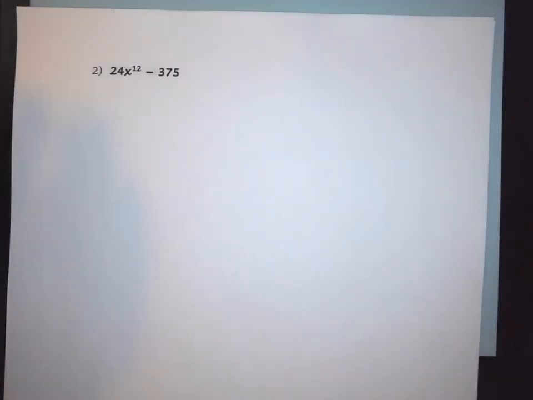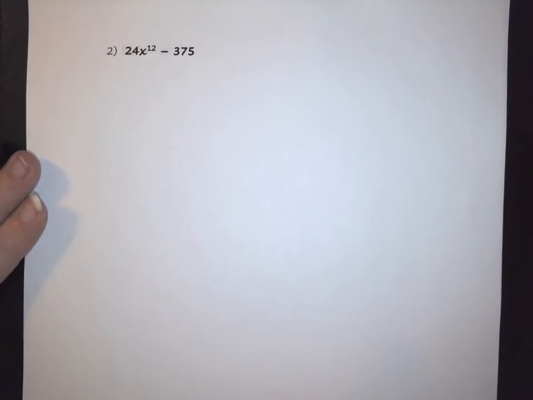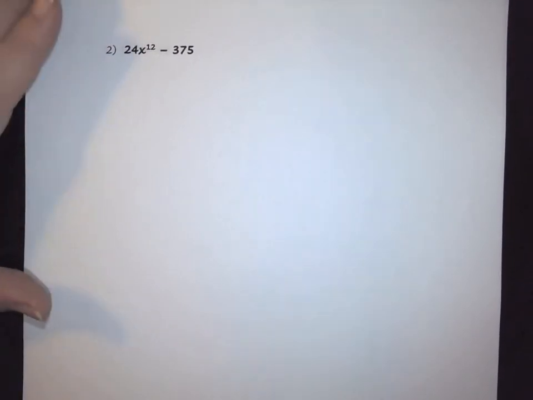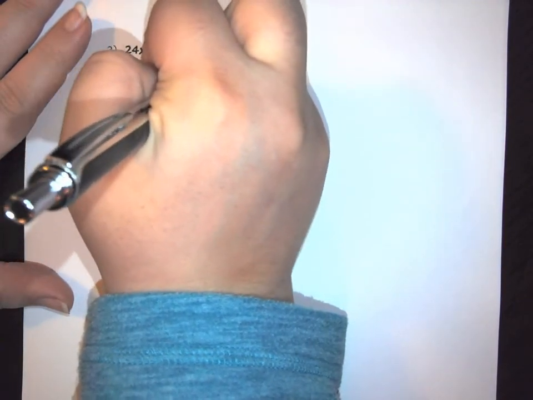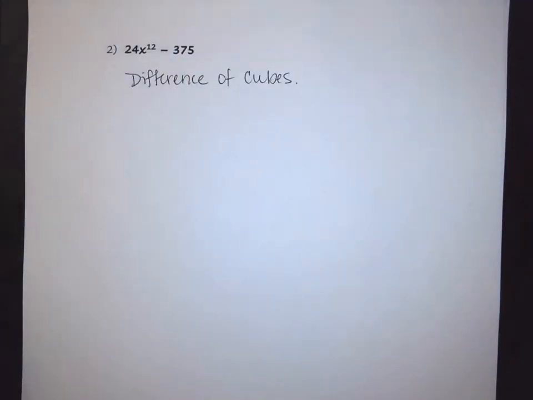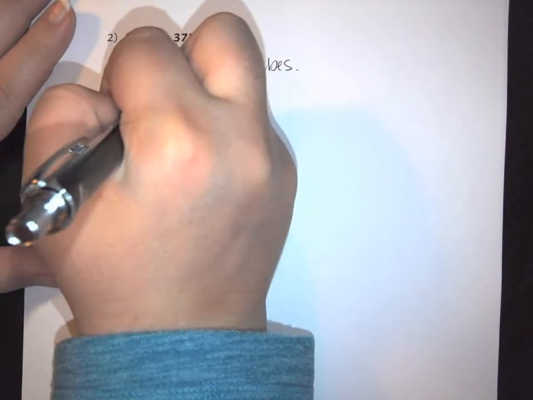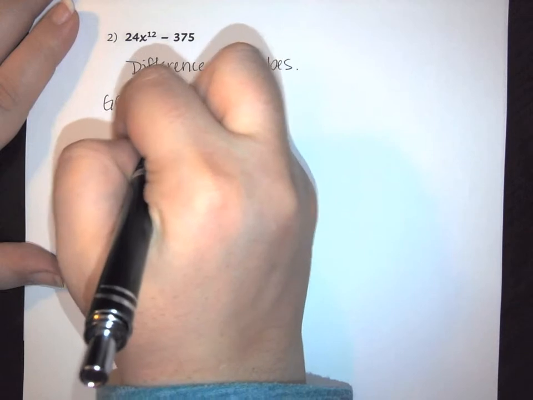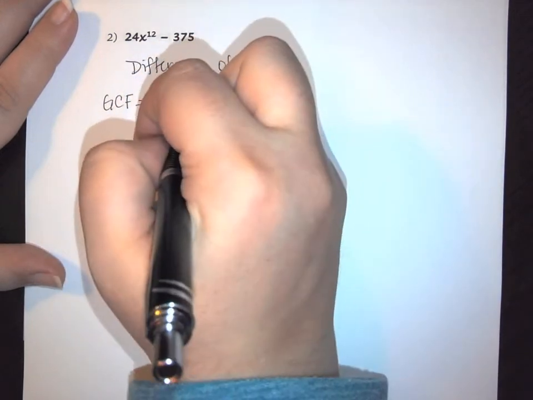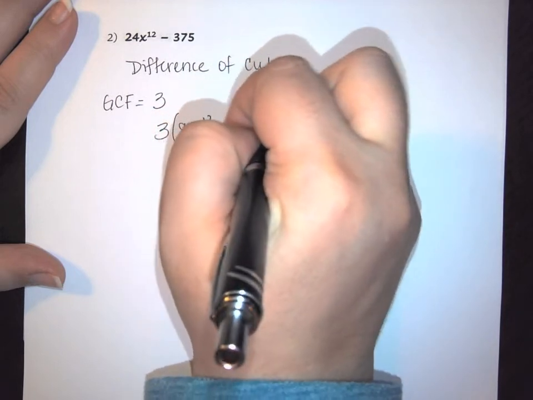Alright, let's go ahead and look at a different one. So here I have 24x to the 12th minus 375. So this right here is actually going to be a difference of cubes. And in this state it might not look like it, so let's go ahead and prove it. First and foremost, I have a greatest common factor of 3. So let's go ahead and pull that out. So this becomes 3 times, this is 8x to the 12th minus 125.